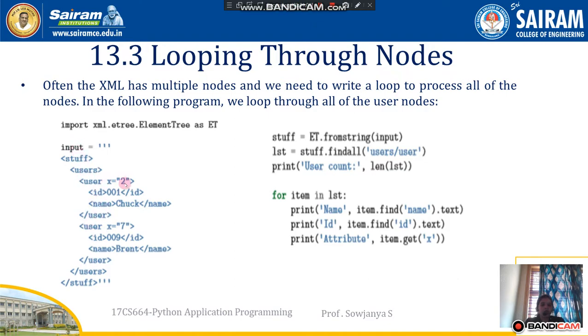User will be second, that means for example say x is equal to 2, user will be 10, id should be 1, and the name is check. And we can have multiple users, we have multiple nodes here, right? So user x is equal to 7, and then name is Brent, and then close these particular tags. Now how do we access these multiple nodes? How can we process all the nodes in this particular ElementTree?